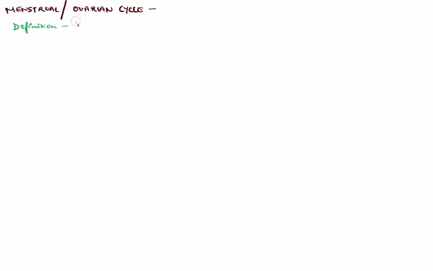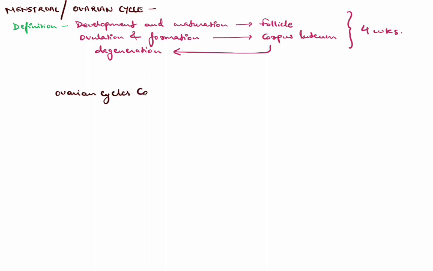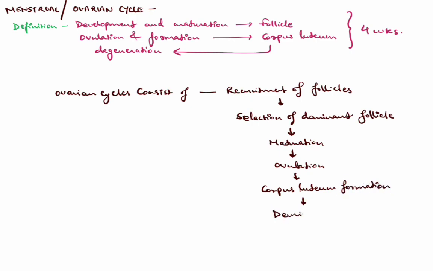Now the menstrual and the ovarian cycle. The development and maturation of follicles and formation of corpus luteum happen in the ovarian cycle. Development, maturation and ovulation of follicles, and formation and degeneration of corpus luteum, all occur in 4 weeks. The ovarian cycle consists of 4 stages, that is recruitment of follicles. First of all, the selection of dominant follicles is done so as to promote pregnancy. Then maturation, ovulation, and then the corpus luteum is formed. Then this corpus luteum undergoes its fate, the demise of the corpus luteum.